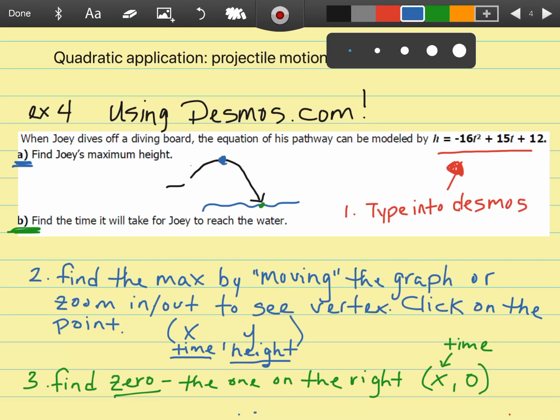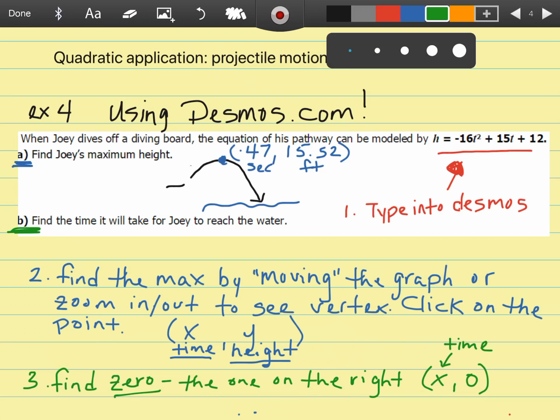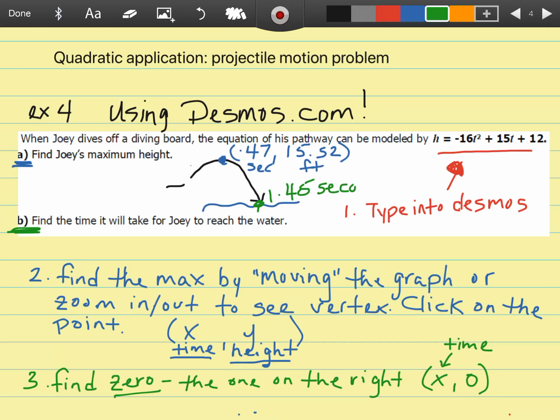Okay, so I did write my answers down, but let's bring them over. So the vertex to part A was 0.47. I'm just going to simplify that a little bit. And then the height was 15.52 feet. So that's feet, that's seconds. And then when did he land in the water? He hit the water at, right there, 1.45 seconds. So I've answered parts A and B.